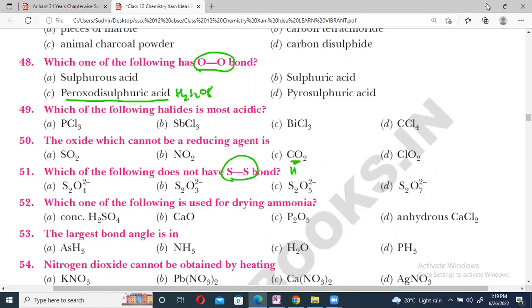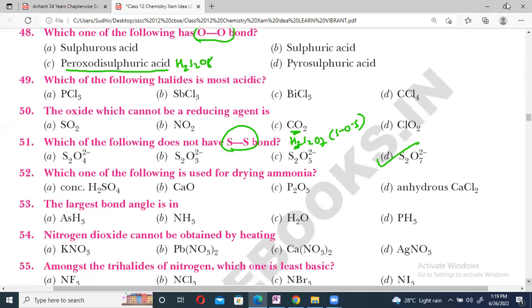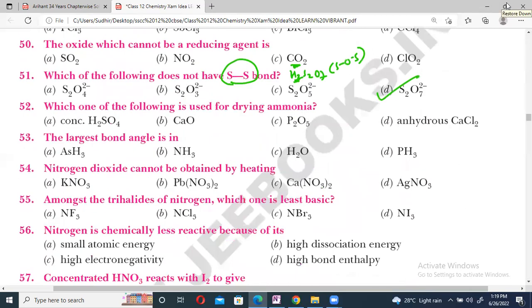You know, H2S2O7 does not have an S-S linkage. It has an S-O-S linkage. And if you take out two hydrogens, S2O7 2- is the correct one. Then 52.